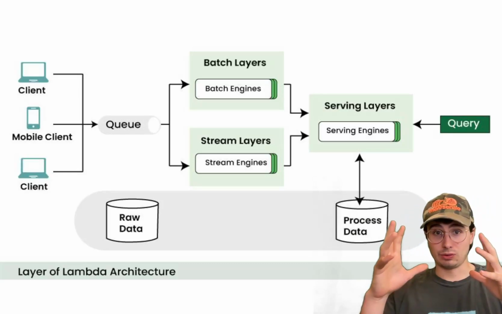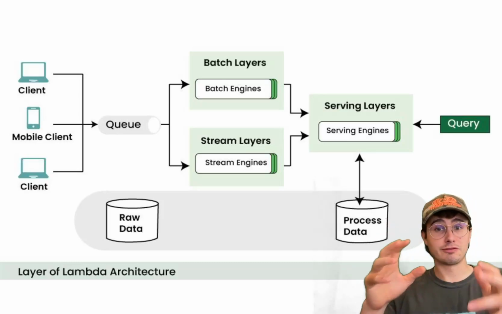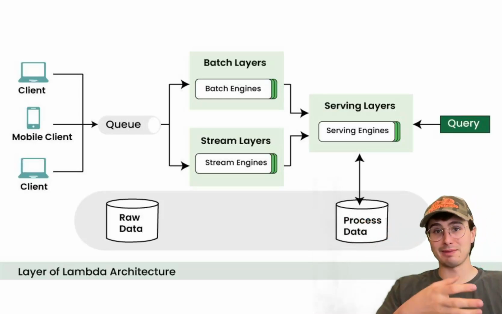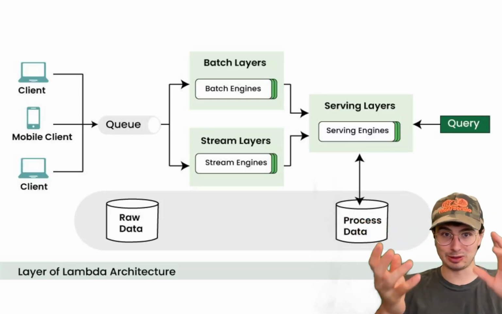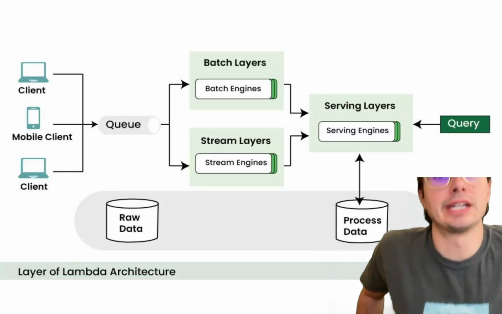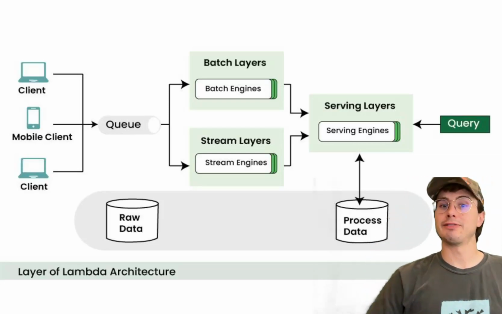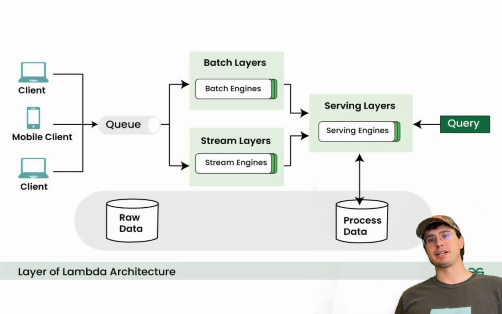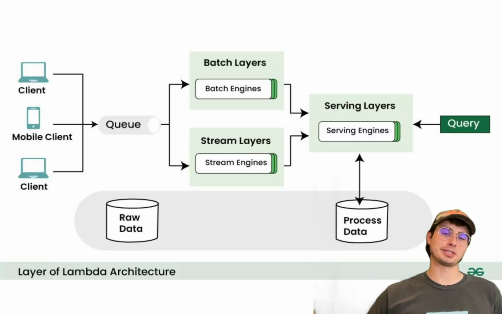So it's really focused on enabling robust and fault-tolerant data processing, combining streaming and batch processing to get data as fast as possible. And this is really good for systems that require truly real-time analytics, systems that require high availability and fault tolerance, and also applications that require both batch and streaming data processing, which is almost every application out there.